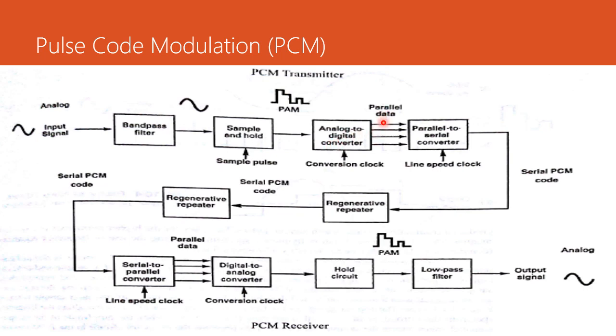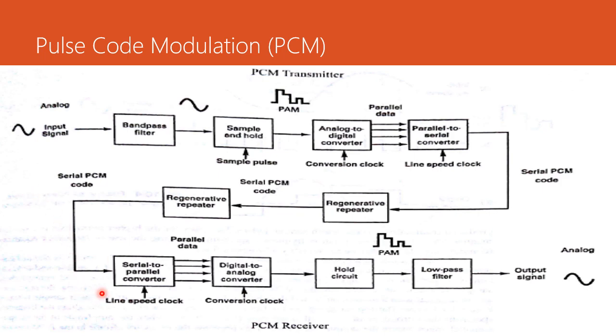So that will be a parallel data. In order to transfer that data to the receiver, we have to convert that parallel data to a serial one. For that, we have to make use of a parallel to serial converter. So that serial data is given to the receiver via this communication channel. At the channel, you can see that we have to make use of regenerative repeaters. As the distance between the transmitter and the receiver increases, we have to make use of more repeaters so that we can improve the signal strength.